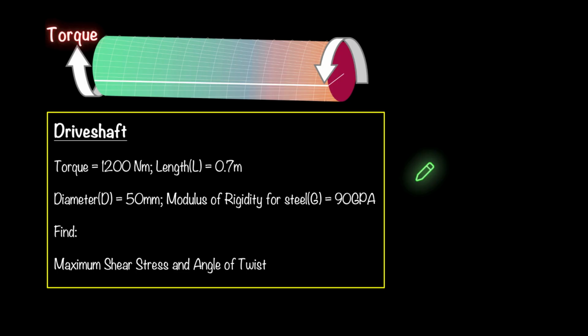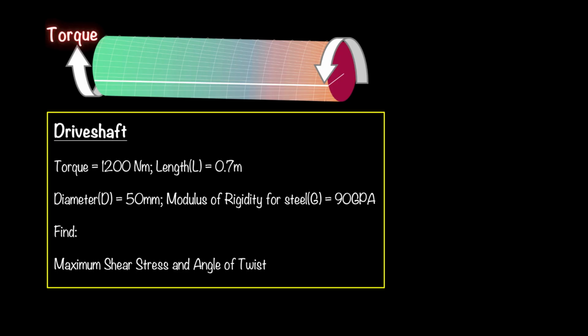We're going to analyze the concept of torque using this question, where we need to find the maximum shear stress as a result of applied torque. We're also going to aim at finding something known as the angle of twist. So let's begin and see how interesting this topic really is.